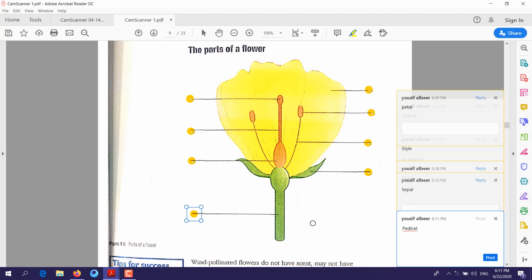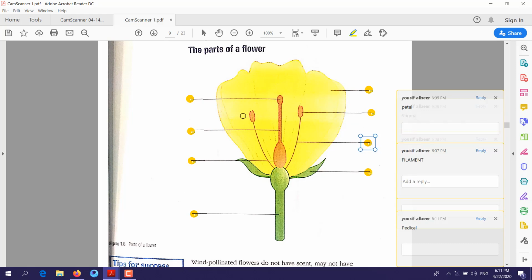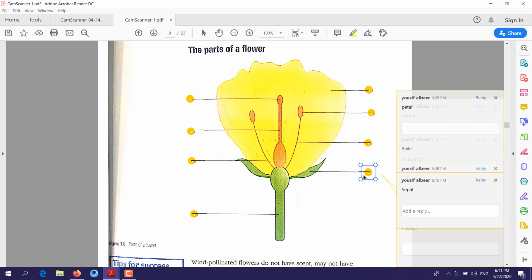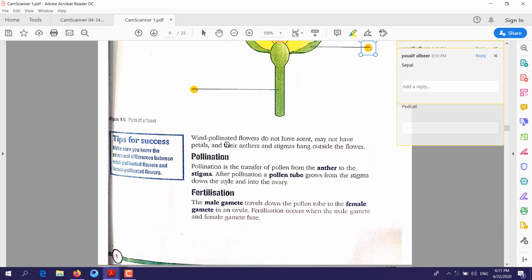P-E-D-I-C-E-L, pedicel. You don't need to focus on this one. You need to focus on the male reproductive organs, the anther and filament, and the female reproductive organs, the stigma, style, and ovary. These are the main parts. Then the secondary parts, petal and sepal. That's it.